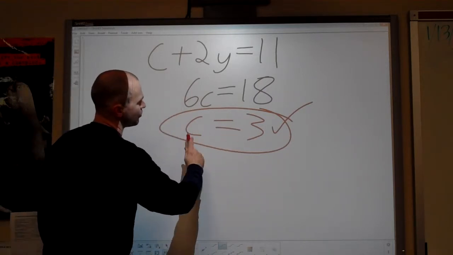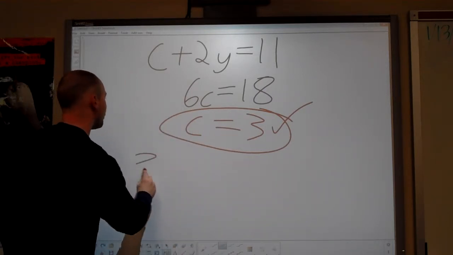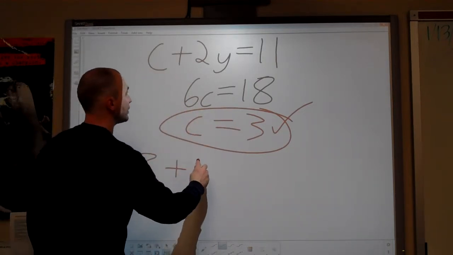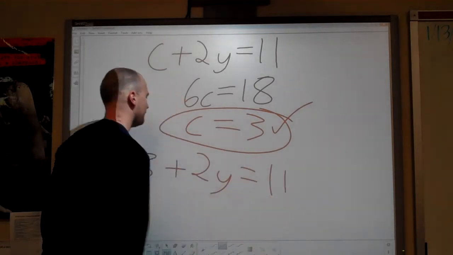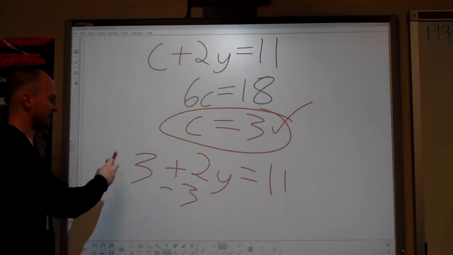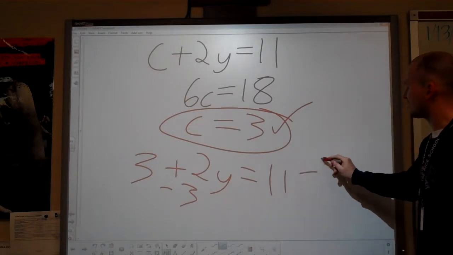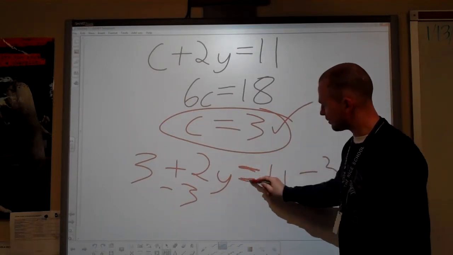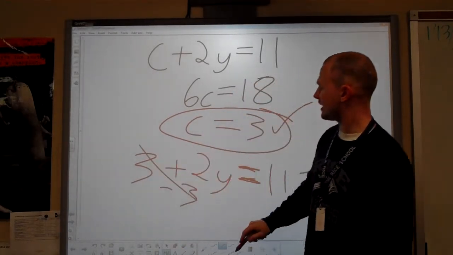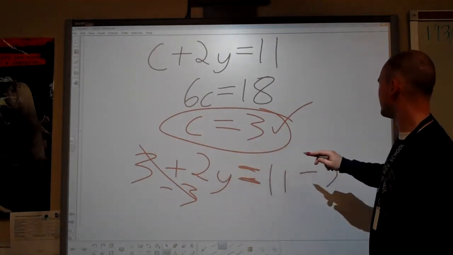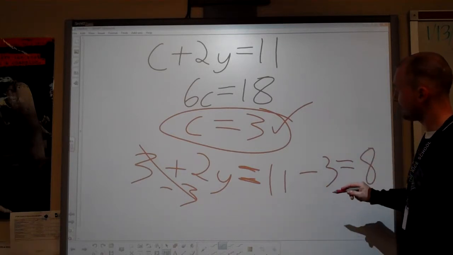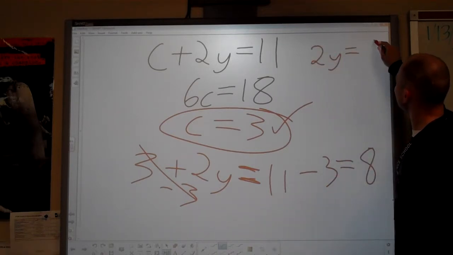Okay, so I'm going to rewrite my original problem up here, my top equation, only instead of a C, I'm going to substitute what C equals. So I'm going to write 3, instead of a C, I put 3 because C equals 3. 3 plus 2y equals 11. Okay, so I know to get rid of this plus 3, I've got to subtract 3. If I subtract 3 from this side, I've also got to subtract 3 from this side to keep this thing equal. Okay, so 2y plus 3 minus 3, they cancel out. I've got 2y equals 11 minus 3. 11 minus 3 is 8. Okay, great. So 2y equals 8.